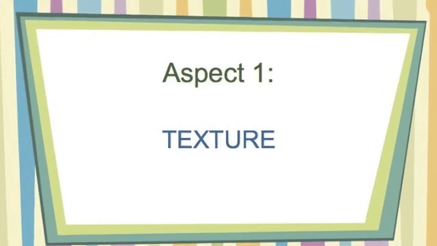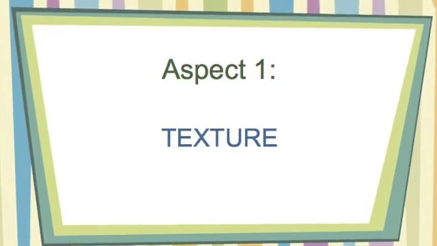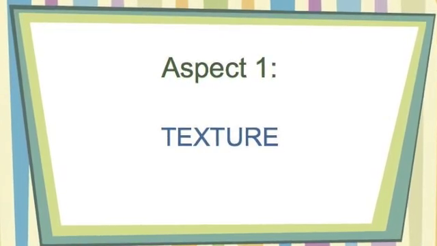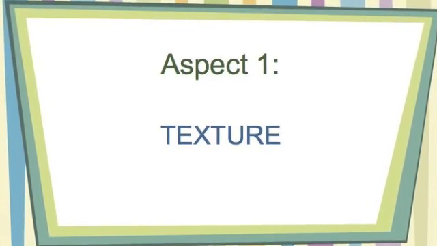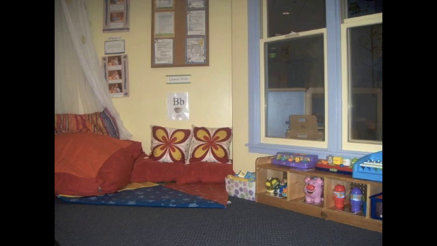The first aspect is texture. Texture in the environment offers visual awareness and depth while also providing children with unique tactile experiences. Texture is often overlooked in the early childhood classroom when it may be one of the most important. As children interact with sensory elements, they improve both their observational and fine motor skills.